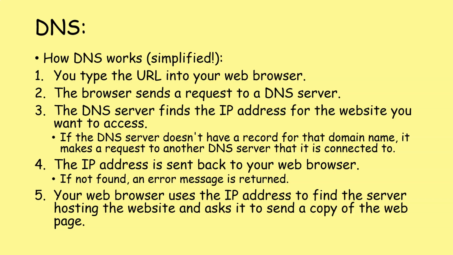So you type the URL into your web browser. The browser sends a request to a DNS server. The DNS server finds the IP address for the website you want to access. If the DNS server doesn't have a record for that domain name, it makes a request to another DNS server that it is connected to. The IP address is sent back to your web browser. If it is not found, an error message is returned.